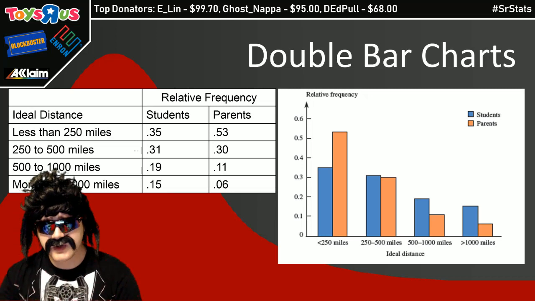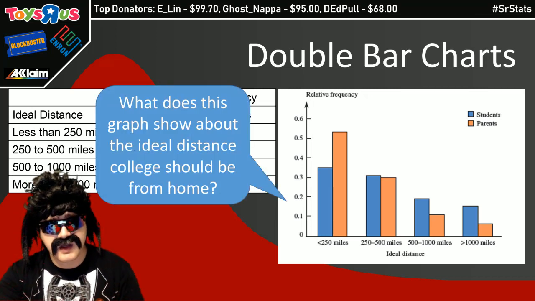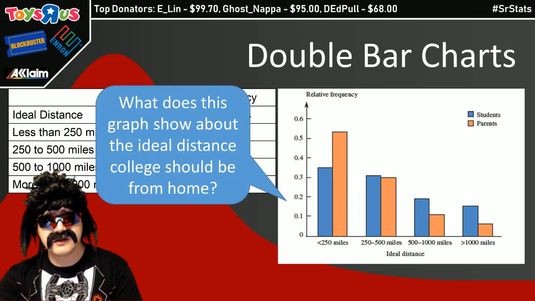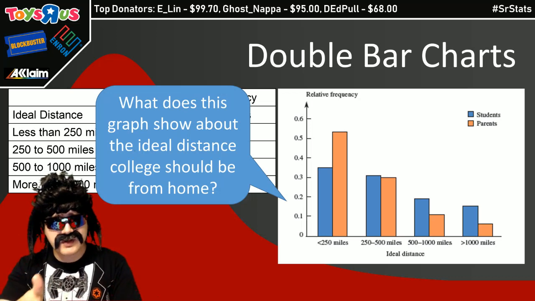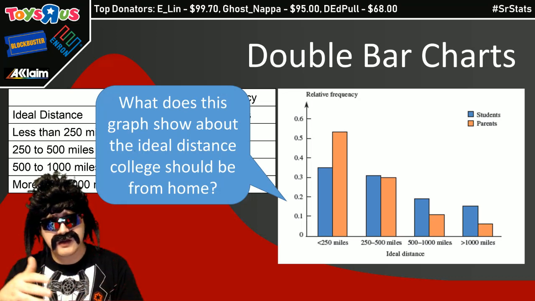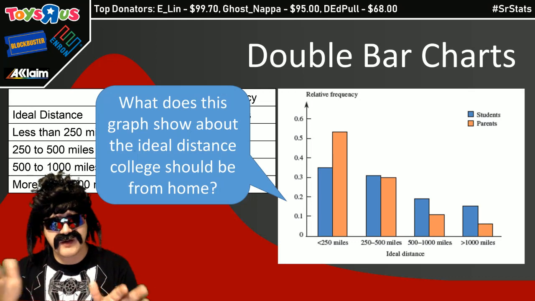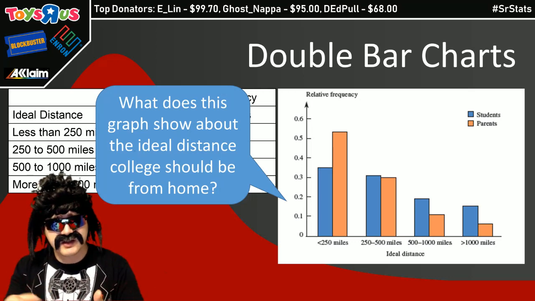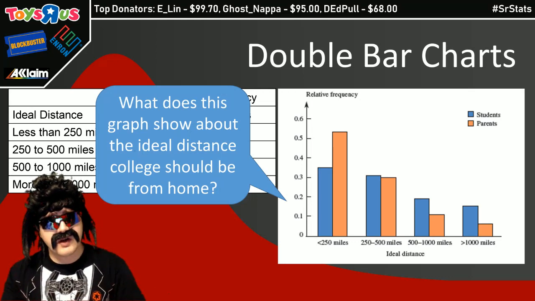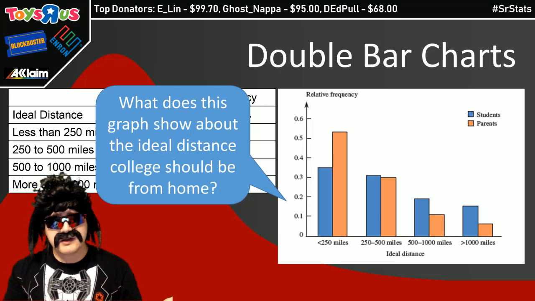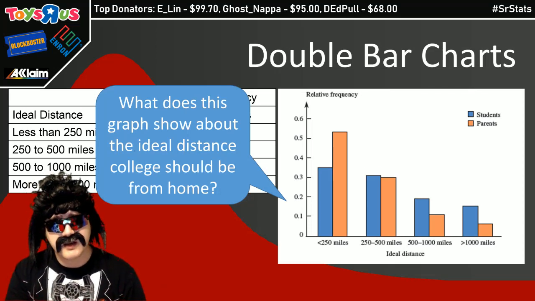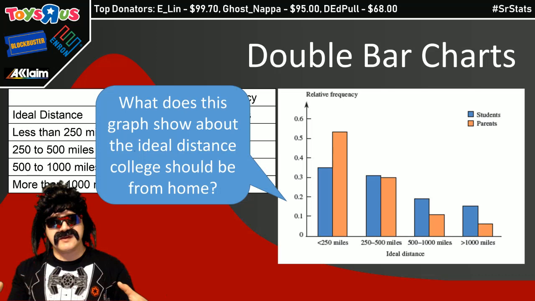Okay, so what does this end up telling us? What does the graph show? The ideal distance from college is probably less than 500 miles for everybody. That's the majority of both groups. As long as it's under 500 miles, both groups end up enjoying it.